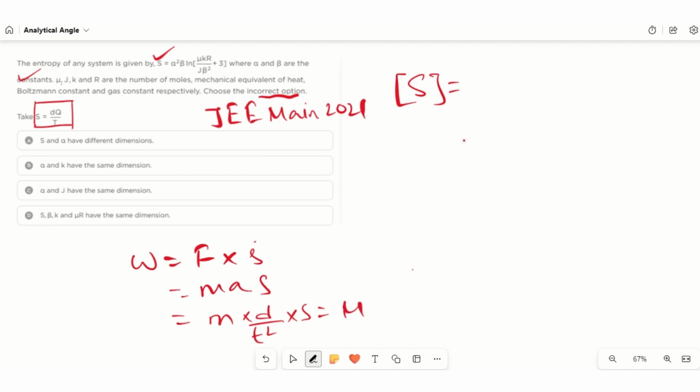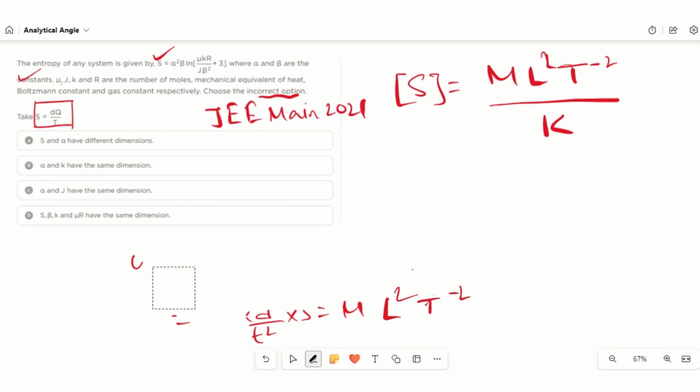So what will be the dimension? It will be M, L, and acceleration is also L by T square, so L square by T square. We can write this T square above as T to the power minus 2. So we have found this as M L square T to the power minus 2 by temperature, so temperature unit dimension is K.